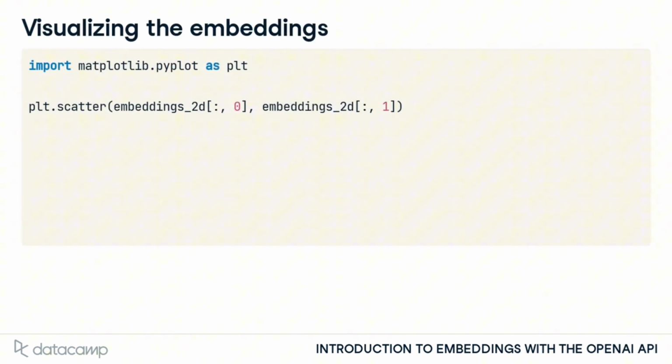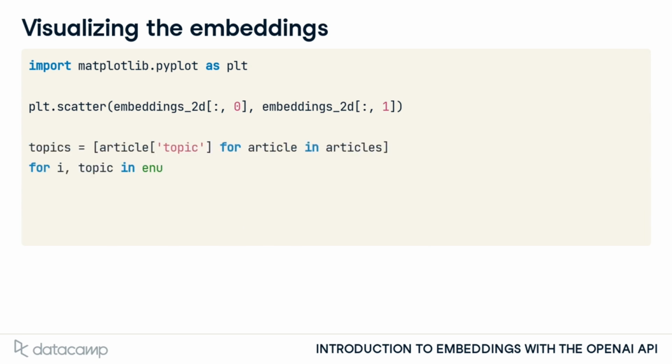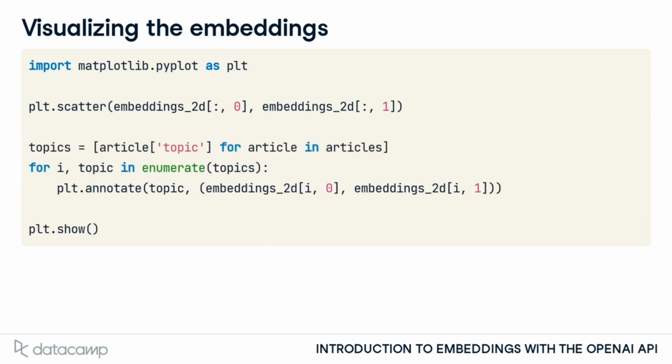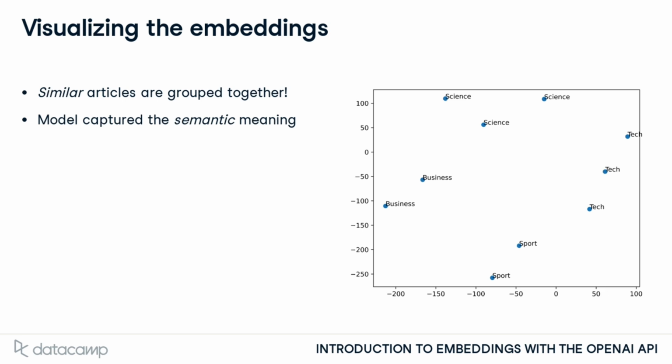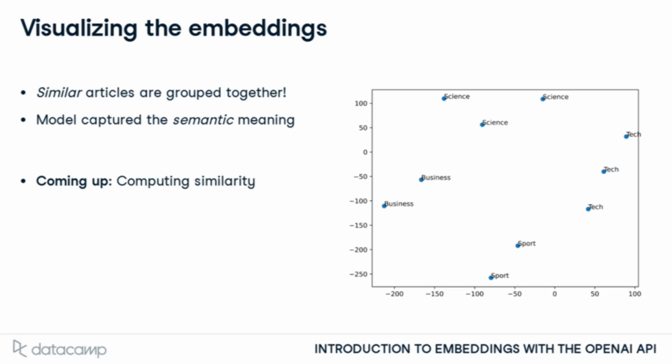To visualize these transformed embeddings, we call plt.scatter from matplotlib on the first and second columns of the embeddings array. We'll also include some code to extract the article topics, annotate the plot with them, and display the plot. Here is the plot. Notice that headlines with the same topic were clustered more closely together. In other words, the model captured the semantic meaning of the headlines and mapped them based on it. In the next video, we'll discuss how to compute the similarity between embeddings to enable applications like semantic search.